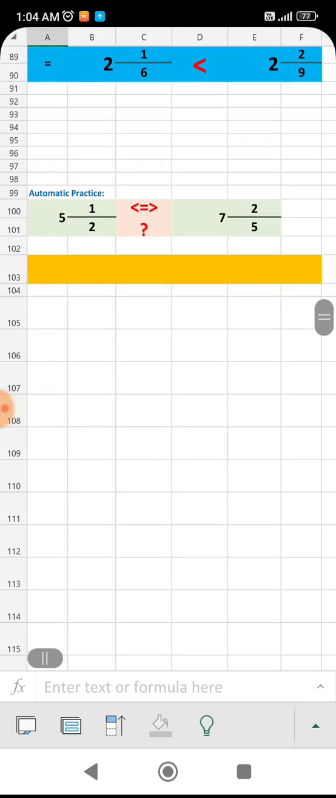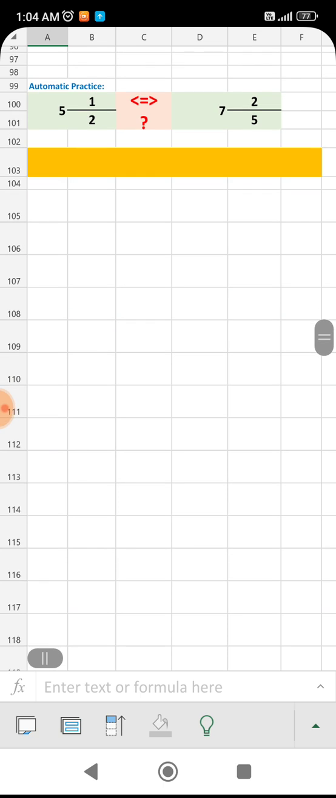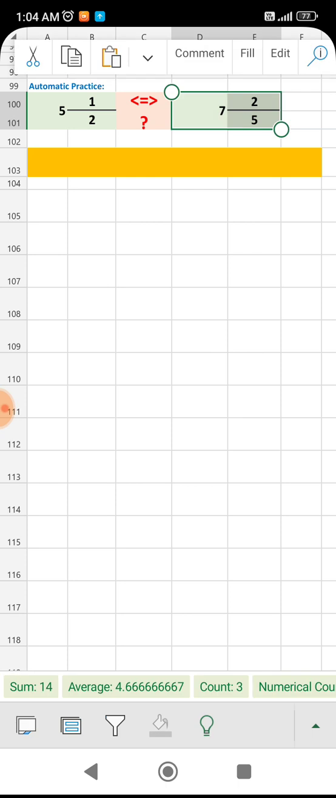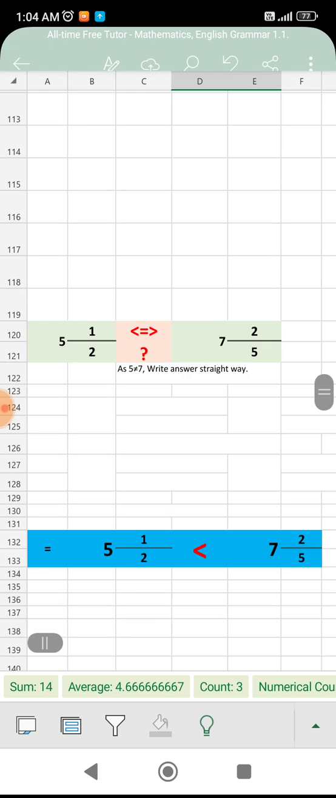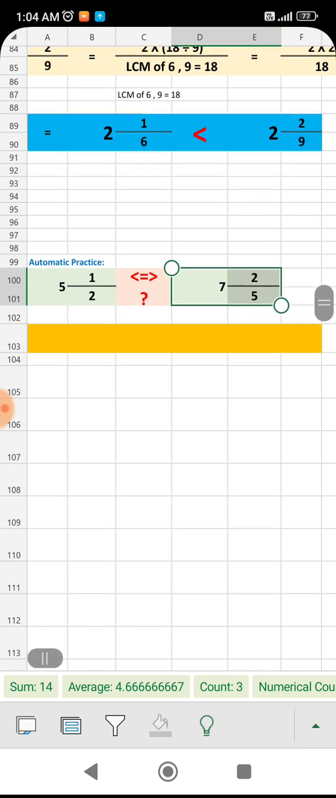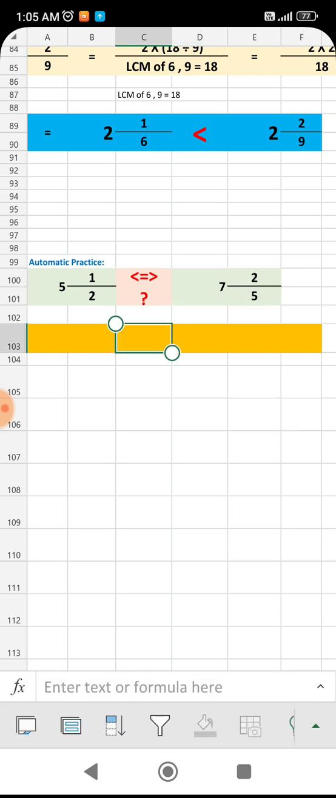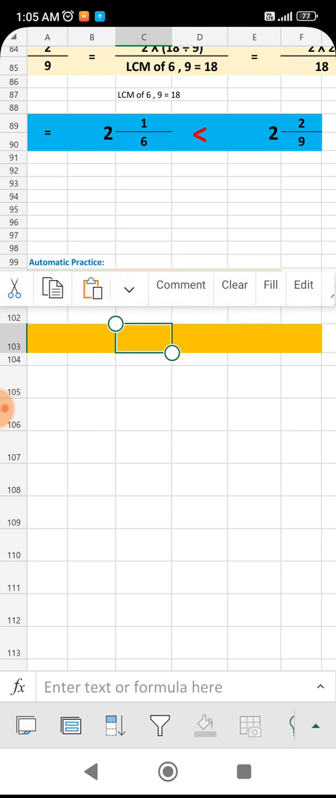Okay. In this way. Now, if you want to practice it, there is an automatic practice program here. Now tell which one is larger, which one is smaller. Obviously, 7 is greater than 5. So this number is larger. Straight away, go to the bottom and it is telling the answer. Integer part not equal, so write the answer straight away. All Time Free Tutor will help instantly. Don't need to waste your time. Now change. Here also the integer part is not equal.